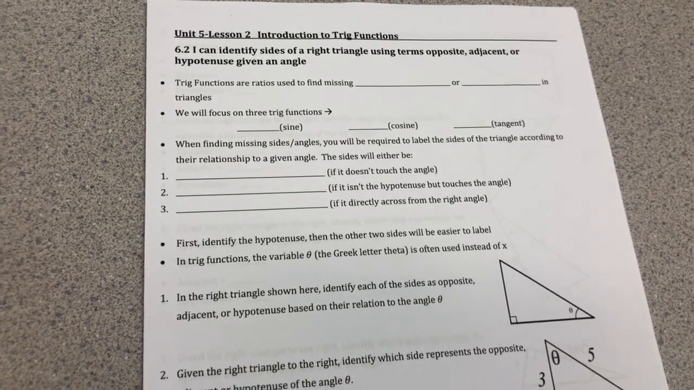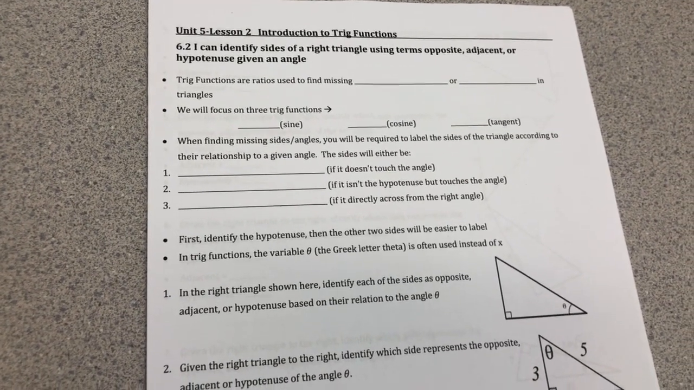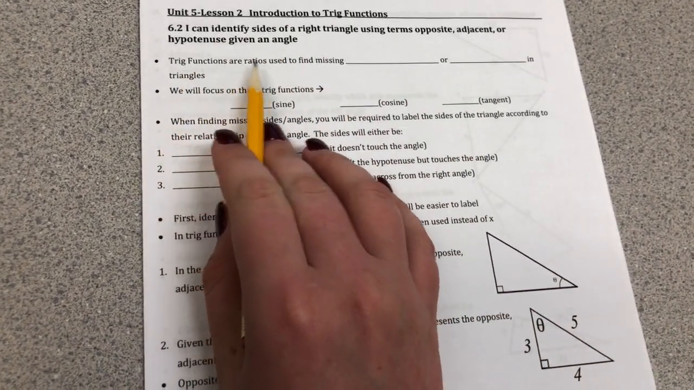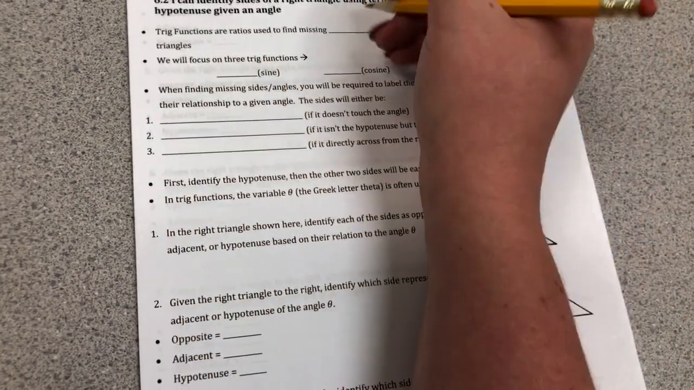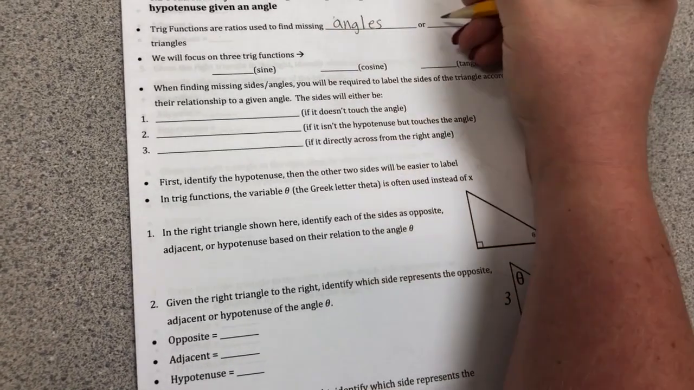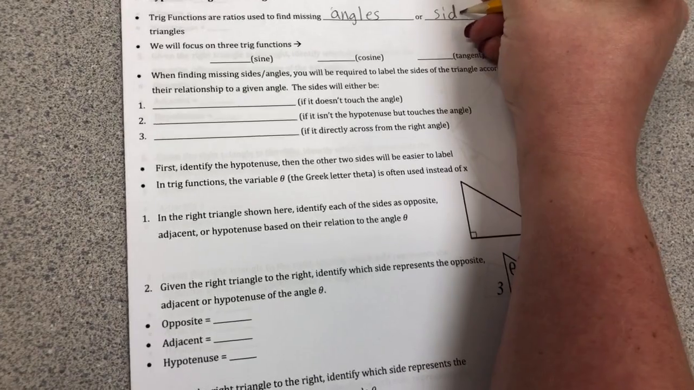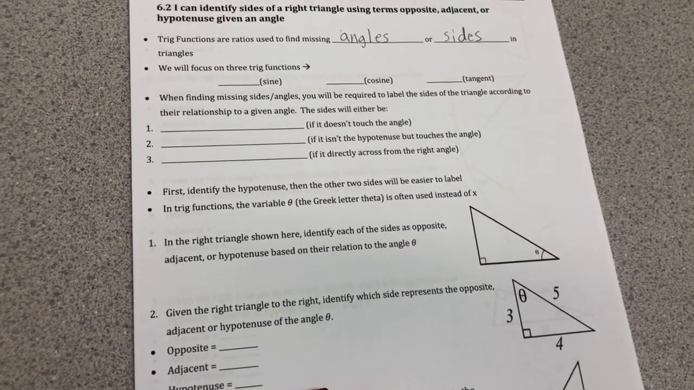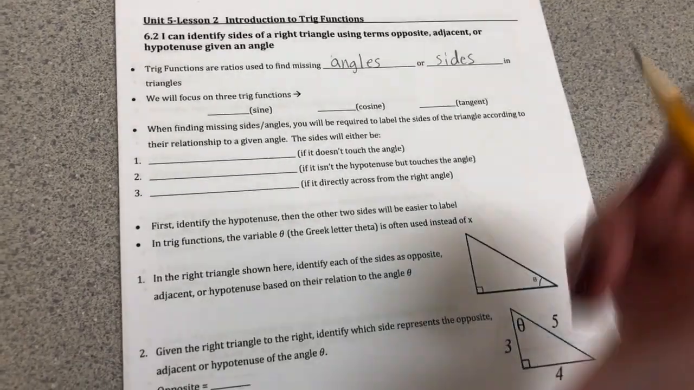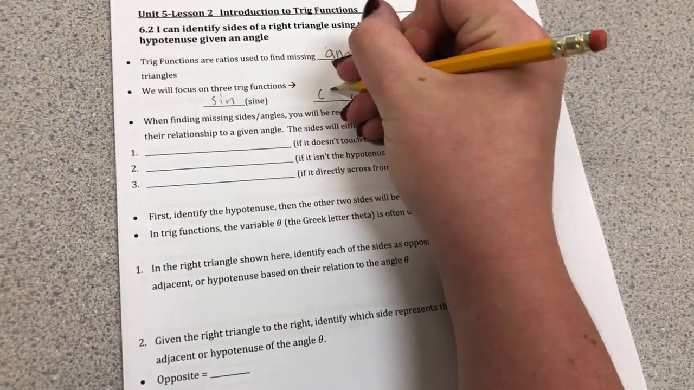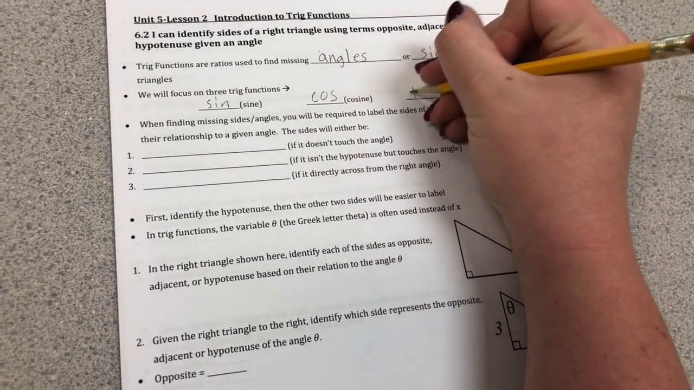Okay, so for tonight we're talking about Lesson 2, Intro to Trig Functions. Trig functions are ratios used to find missing angles or sides in triangles. We will focus on 3 trig functions: sine, cosine, and tangent.